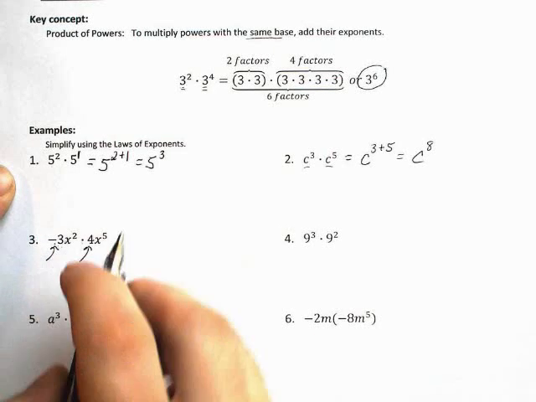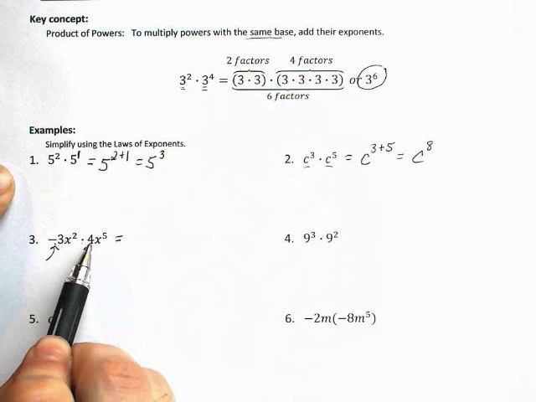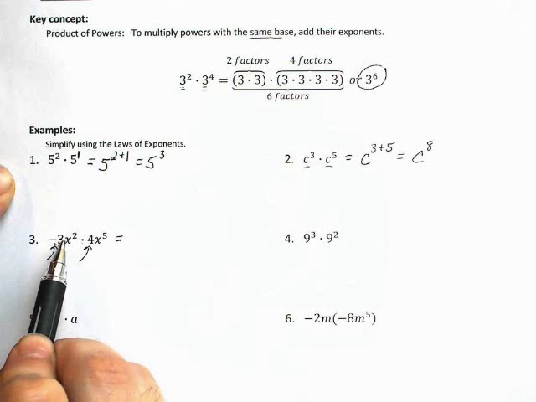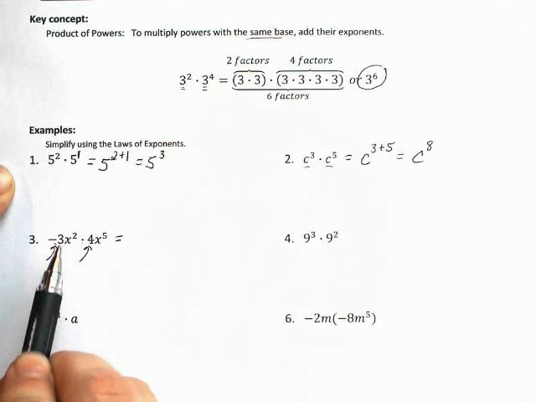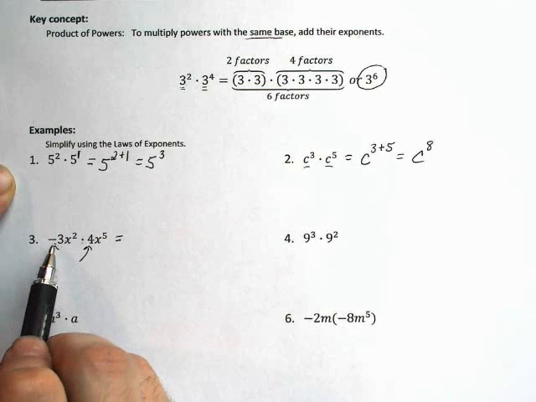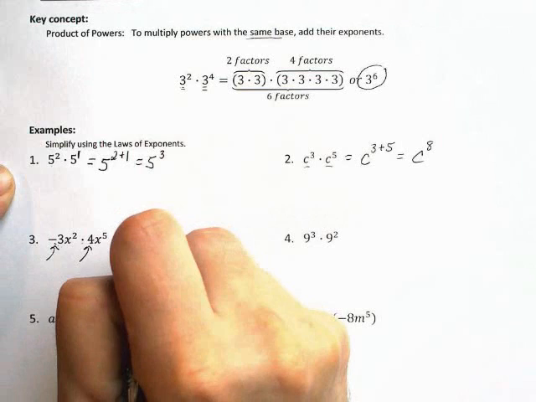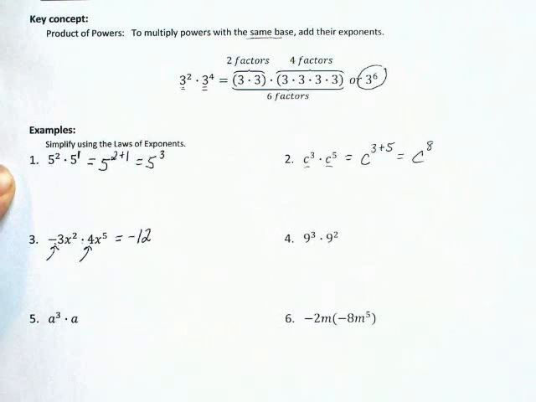Okay? So here's how you would do a problem like this. Start with this number and this number. These are called coefficients. Numbers that are multiplied directly in front of variables are called coefficients. Multiply those coefficients together. -3 times 4. That's -12. That's just regular multiplication of positive and negative numbers.